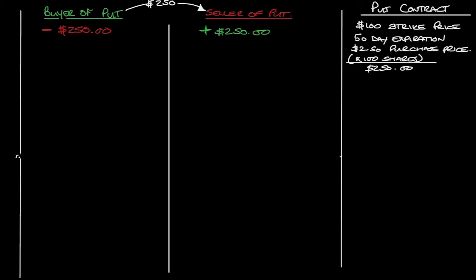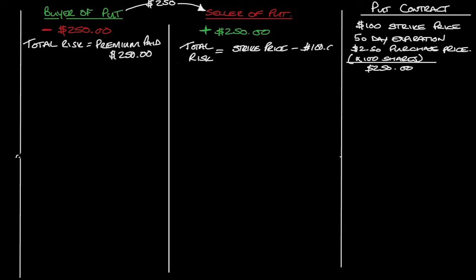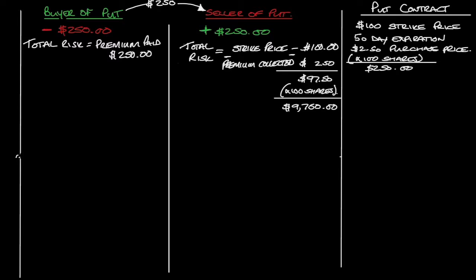When a put contract is sold, the buyer of the contract pays the purchase price to the seller of the contract. In this example, the buyer would pay the seller $250. Let's examine the risk profiles of both the buyer and the seller. The maximum amount the buyer of the put can lose is the premium paid for the contract. In this example, it would be $250. This means the total risk for the buyer is $250.